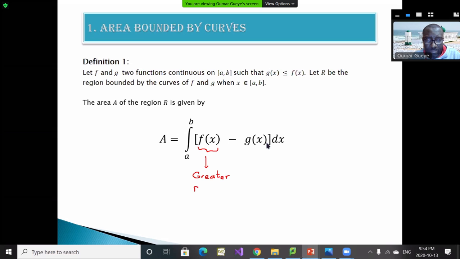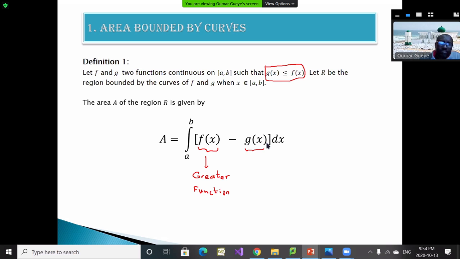It's going to be the greater function minus the smallest one. And it's based on what he mentioned here. That's why the curve of g is below the curve of f. So anytime you want to apply this formula, make sure you already identify f and g. I mean, the greater function and the smallest one.